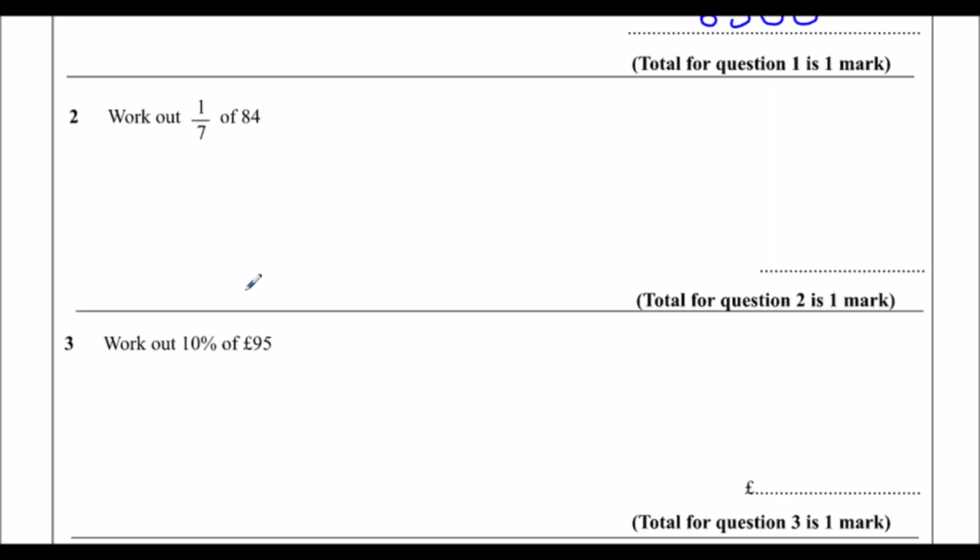Question 2. Work out 1/7 of 84. So we can either do 1/7 times 84, or same thing, 84 divide by 7. So we can do either of those and they should give us an answer of 12.